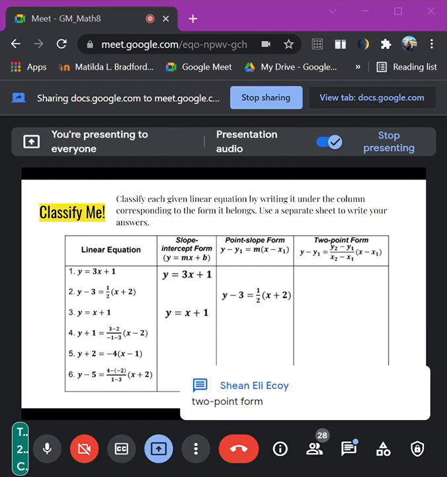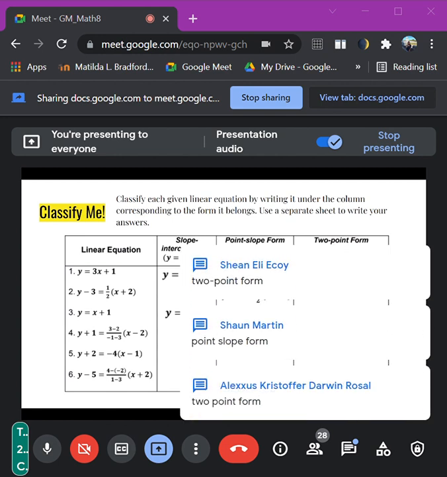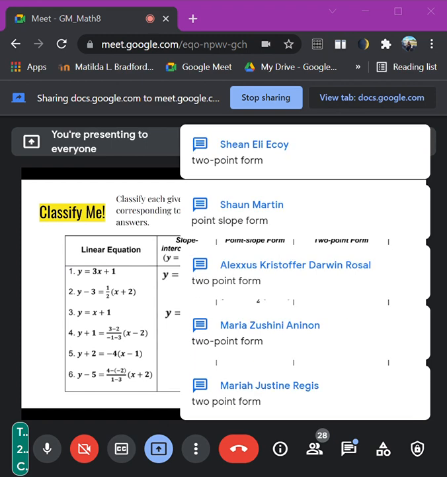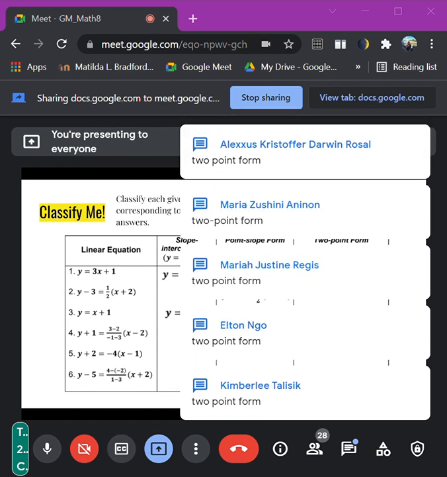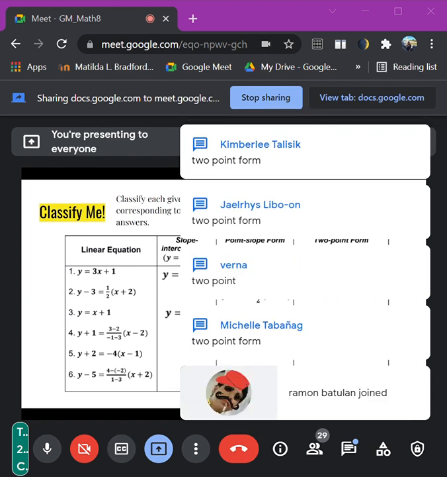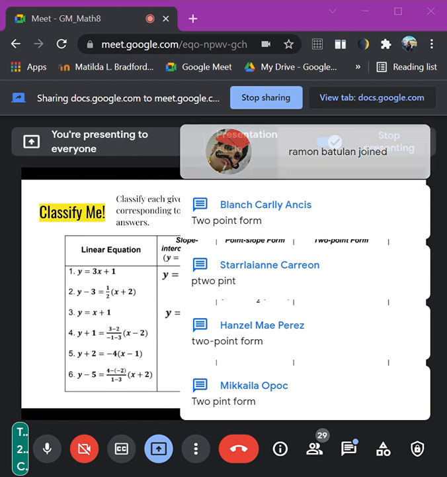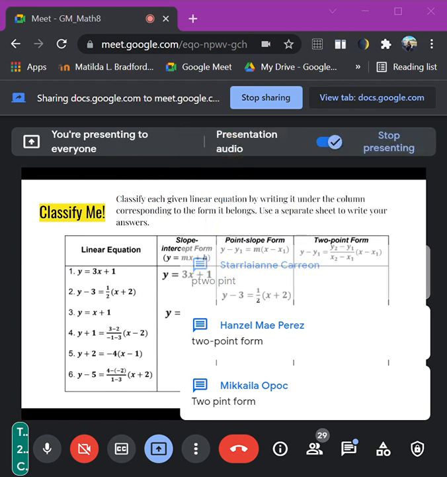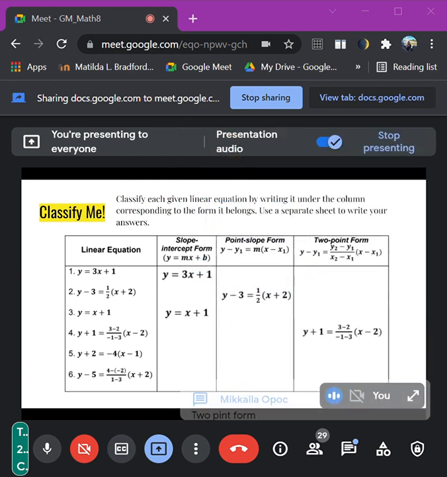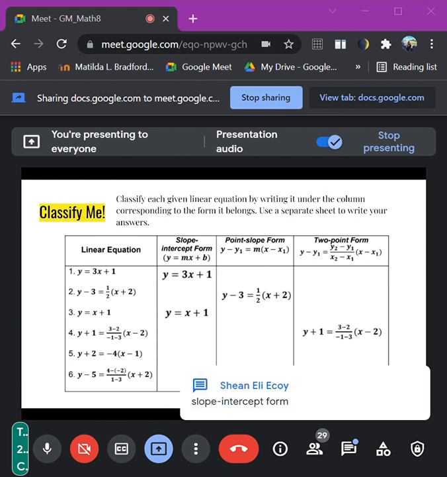We have y plus 1 is equals to 3 minus 2 over negative 1 minus 3, quantity x minus 2. Okay, this is the time for 2-point form. Very good. And now, let's proceed with number 5. Y plus 2 is equals to negative 4, quantity x minus 1.